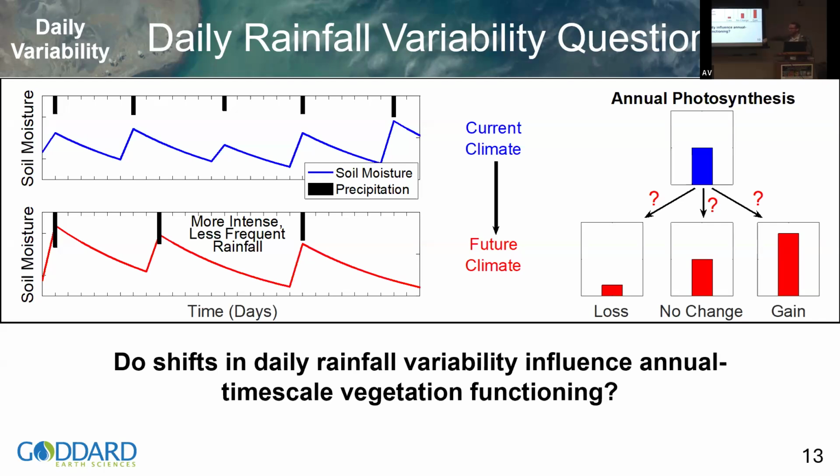Again, do I dump all my water on my plant on Sunday and then do it again next Sunday? Or do I dump water Monday, Wednesday, Friday, just a little bit? How should I water my plant? Does annual photosynthesis go down, not change or gain functioning when we think of this? That's essentially what that question's asking.